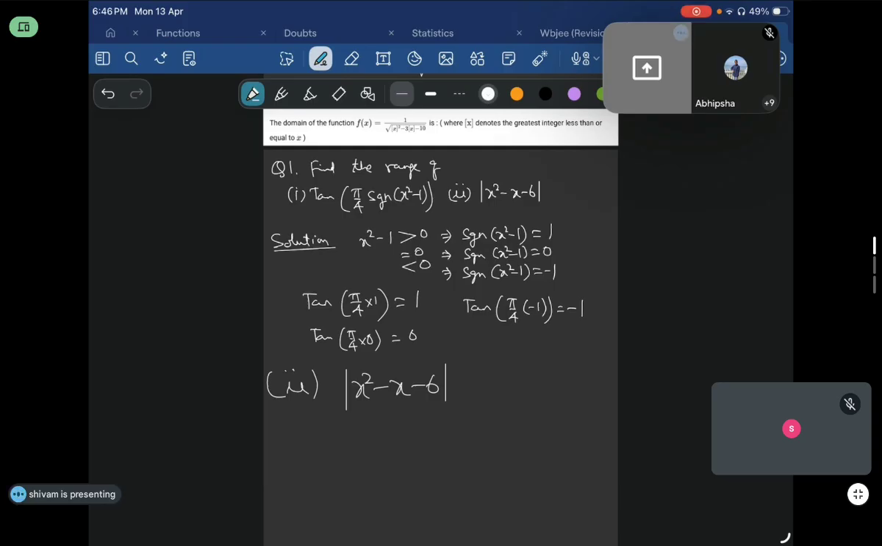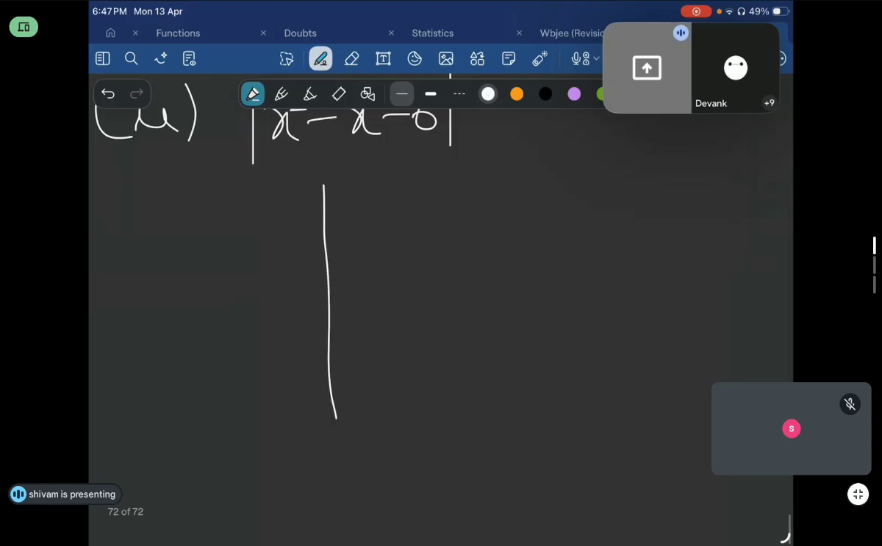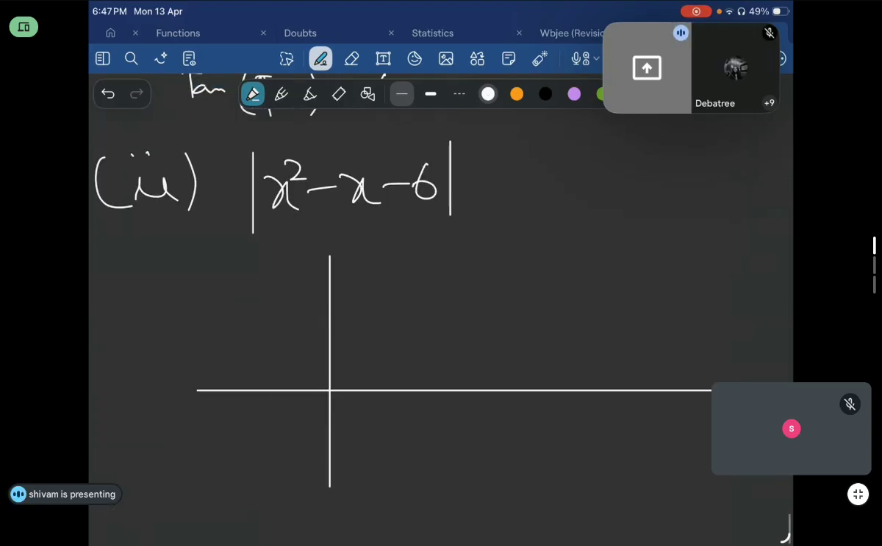Parabola, right? So yes, sir. Okay. It represents a parabola. And what will be the roots of this parabola? Tell me. -2 and 3. Right. Debatri, are you getting? Yes, sir. Minus 2 and 3.